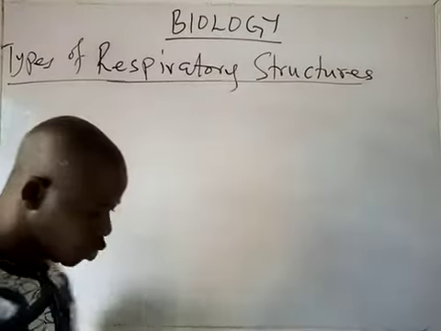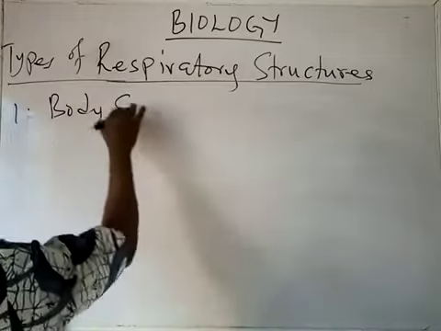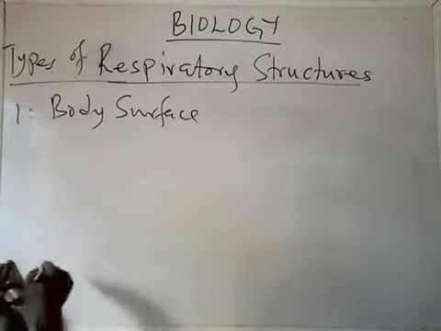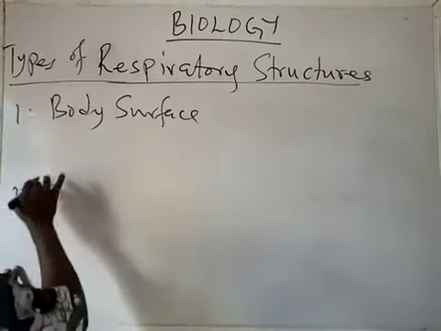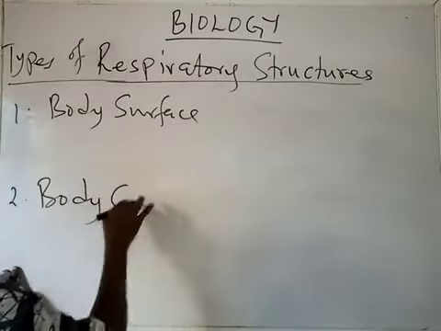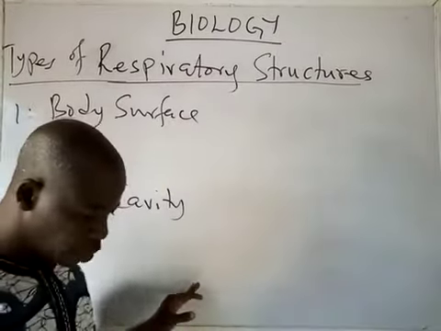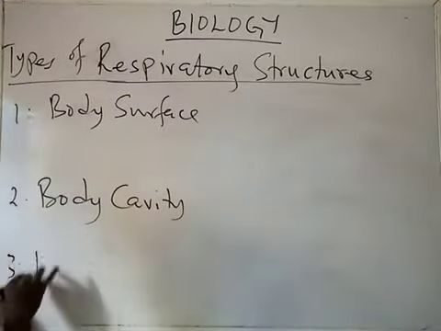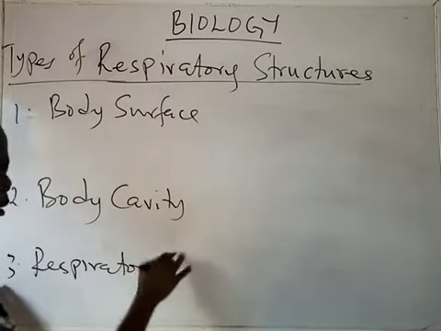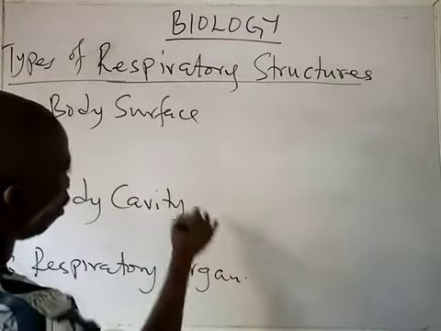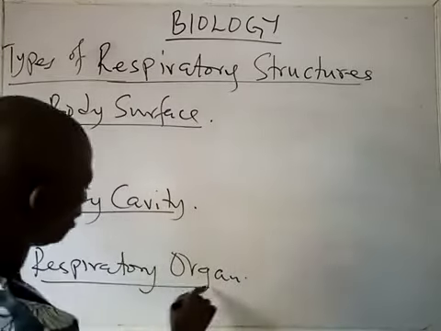Types of respiratory structure. 1. Body surface. The second group is the body cavity, and the third one is the use of a named respiratory organ. So we have these three different types.